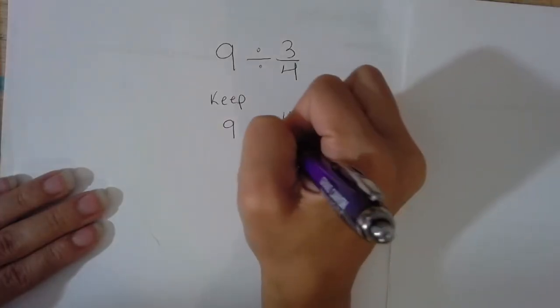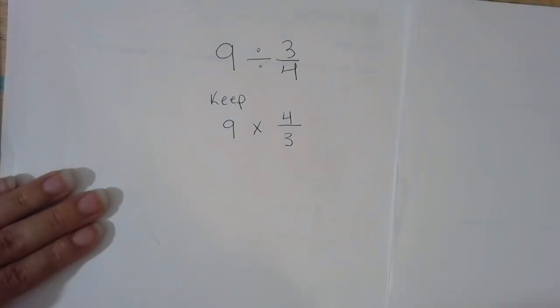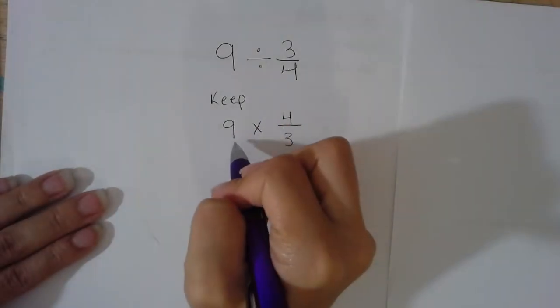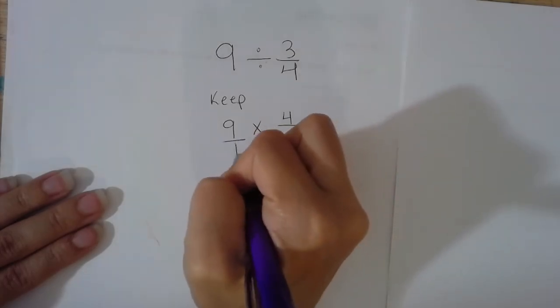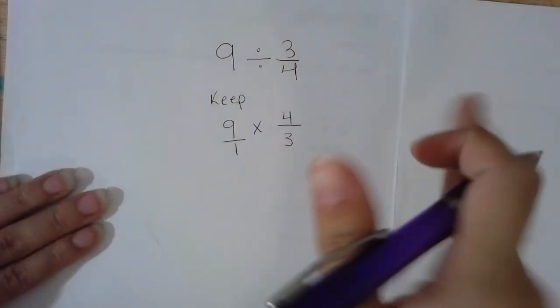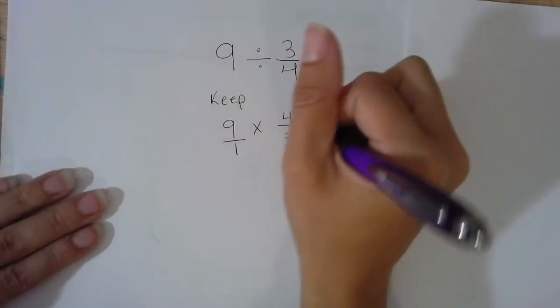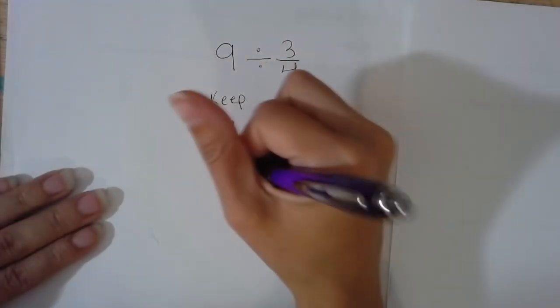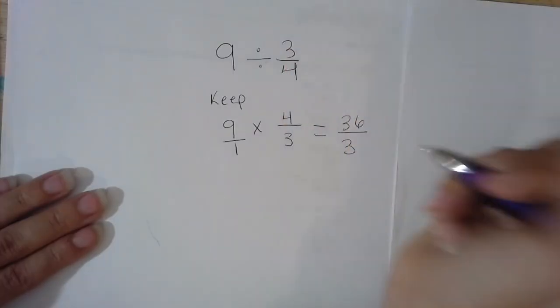So 4 over 3. Now, as 6th graders know, we like to multiply straight across, but this 9 on its own, we can't do that. So we're going to put it over a 1, and the only point of that is being able to multiply straight across. So 9 times 4 is 36. 1 times 3 is 3.